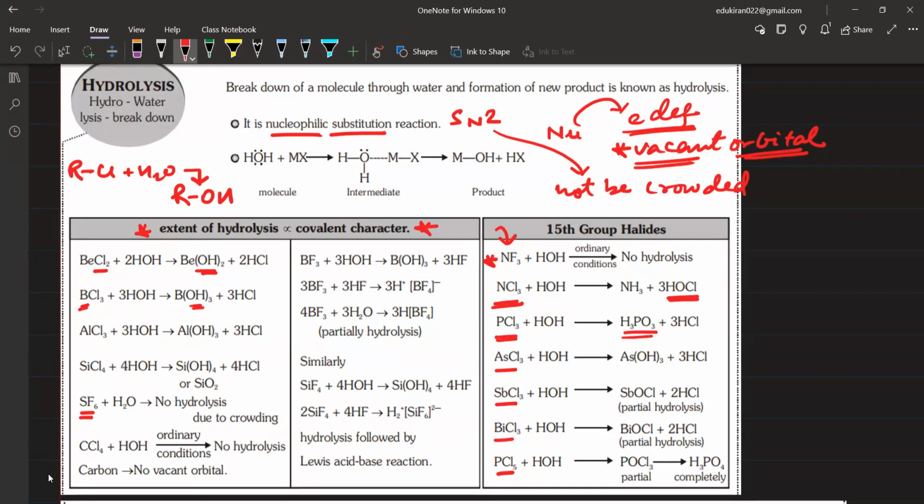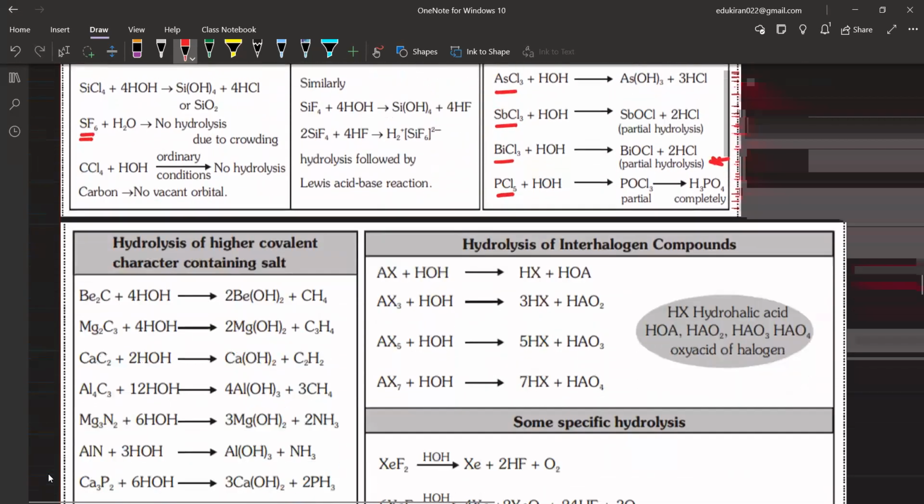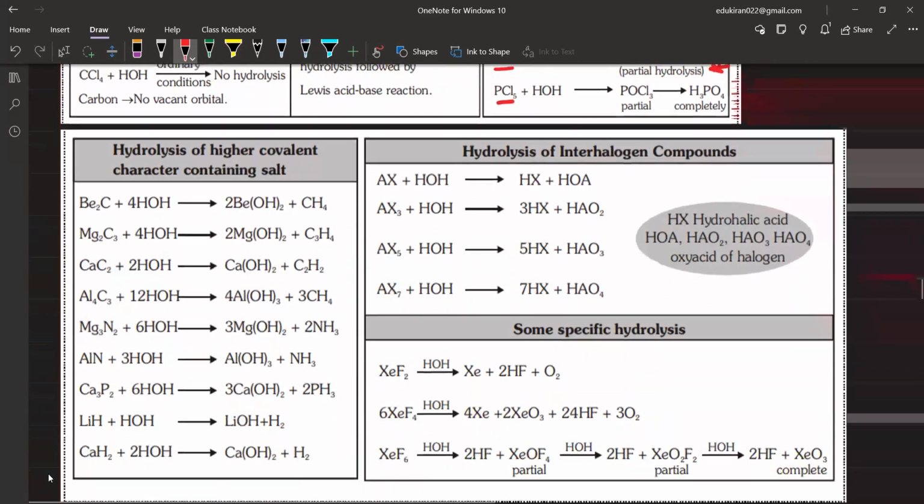One more thing that you should remember, that the extent of hydrolysis is directly proportional to covalent character. If you have more covalent character, then there will be complete hydrolysis. If you have less covalent character, just say for example you have BiCl3, then in that case you are having partial hydrolysis.